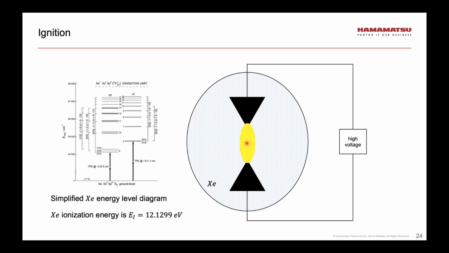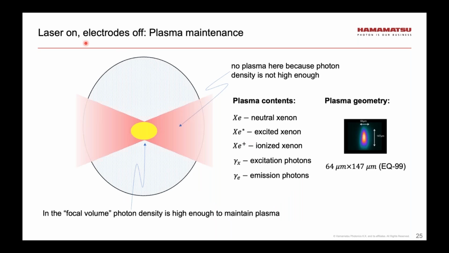Once we have that plasma arc, then we are going to shine light. The laser's light is going to be focused, and as we'll discuss shortly, it's going to maintain a small volume. Let's call this the focal volume of plasma. In that focal volume, we find the following components: neutral xenon, excited xenon, ionized xenon, excitation photons, i.e. those coming from the laser, and then we have emission photons.